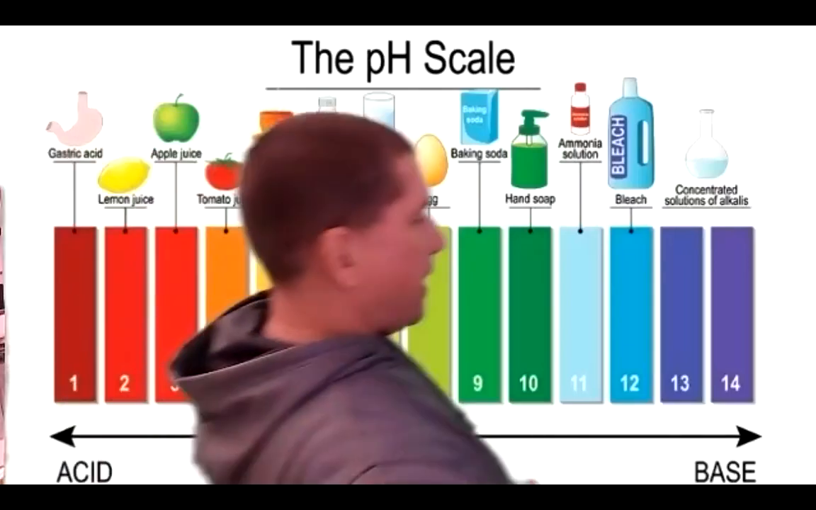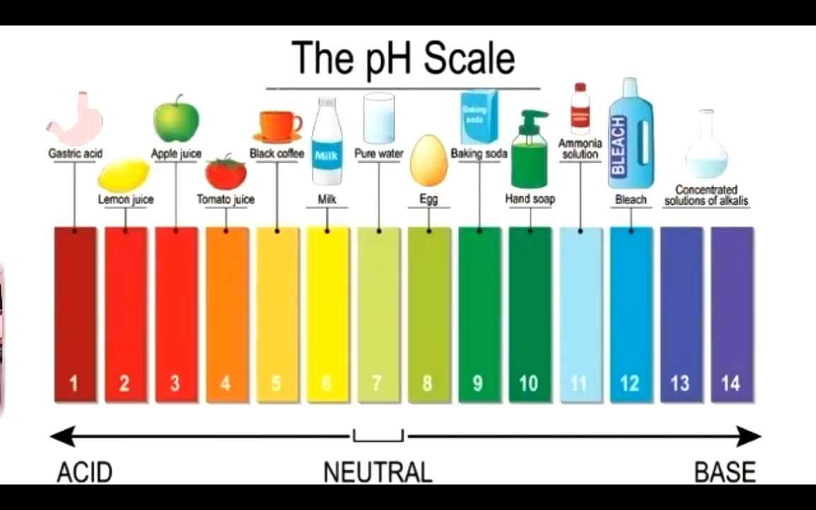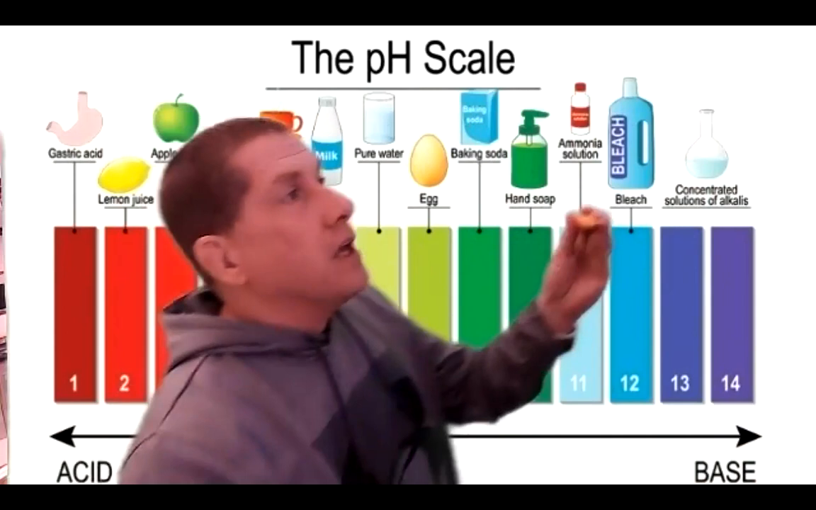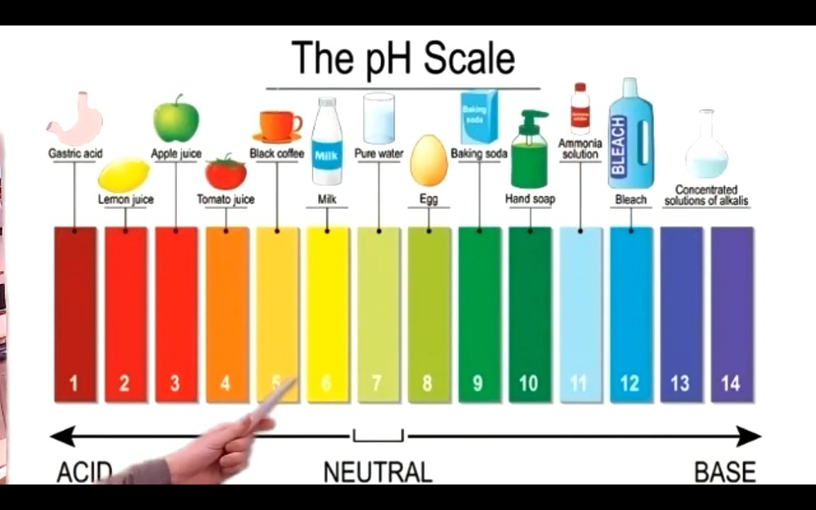Okay, so you can see I have the pH scale in front of me here, and actually, I guess it's behind me now. But over here on the left-hand side, we have the acids, and you probably have learned that the lower pHs are acids. So we have 1, 2, 3, 4, 5, 6. Then we get to 7, and we call that neutral.